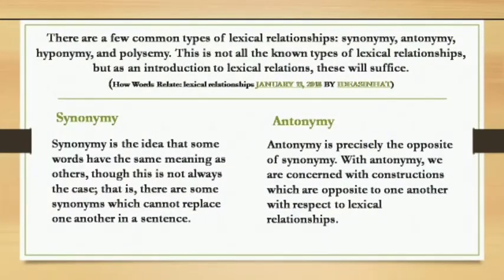There are a few common types of lexical relationships: synonymy, antonymy, hyponymy, and polysemy. This is not all the known types of lexical relationships, but as an introduction to lexical relations, this will suffice.